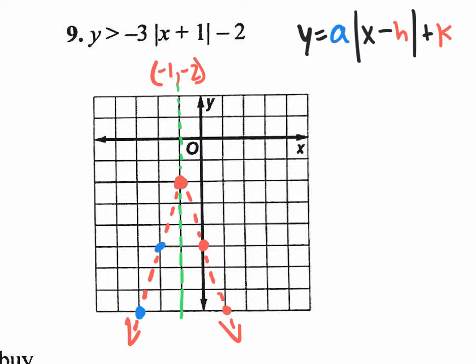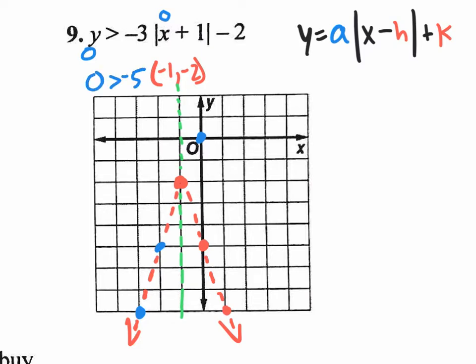Okay, so what point is the easiest to test? 0, 0. And you can test any point you want, but if you want to go for 0, 0 the way we have been, that's great. If you plug in a 0 for x and a 0 for y, it will say 0 is greater than, well, what's 0 plus 1? 1. And what's the absolute value of 1? 1. And what's -3 times that 1? And what is -3 minus 2? -5. So what we really have is 0 is greater than -5, doing the math.